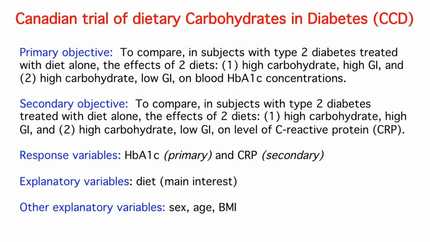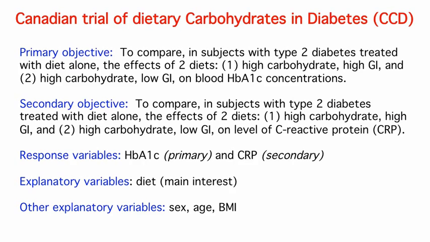The primary objective, or our main research question, is, does HbA1c, which is a measure of diabetic control, differ between subjects who consume a high glycemic index versus a low glycemic index diet, where our subjects all have type 2 diabetes and are being treated by diet alone, so no medication.